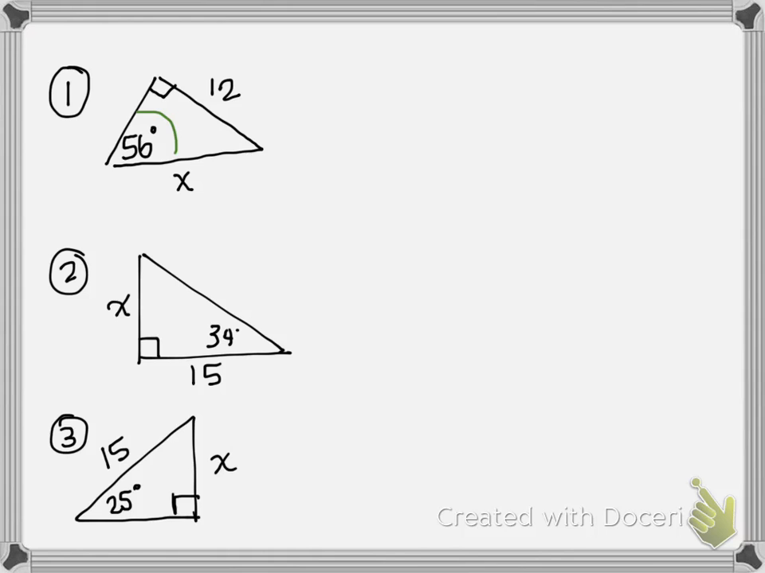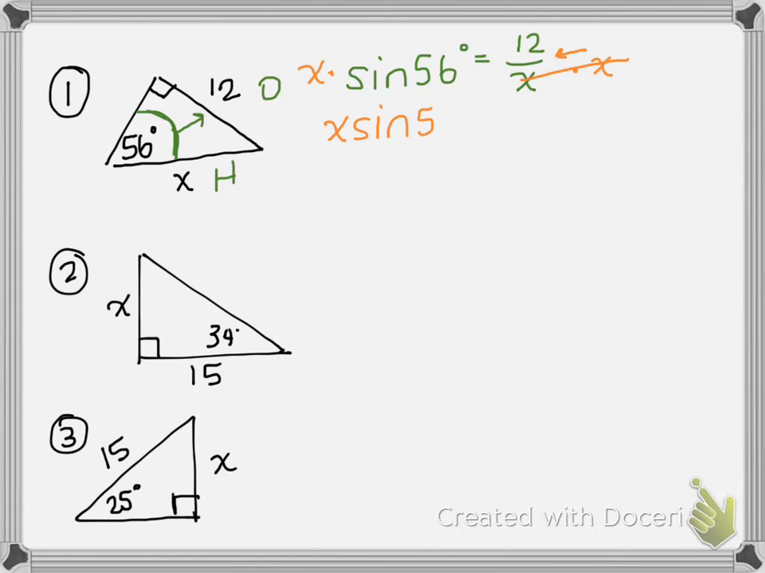Alright, so let's look at this one. So we have our angle here, and we have opposite, and we have our hypotenuse. So we're going to use sine of 56 degrees is 12 over x. Now again, we have divide by x, which means we're going to multiply by x on both sides to get it out from underneath the fraction. So we have x times sine of 56 degrees equals 12. Well, we're multiplying by x here, so we're going to divide by sine of 56 degrees on both sides.